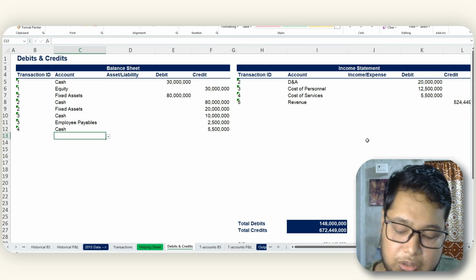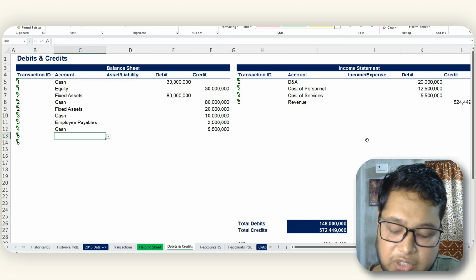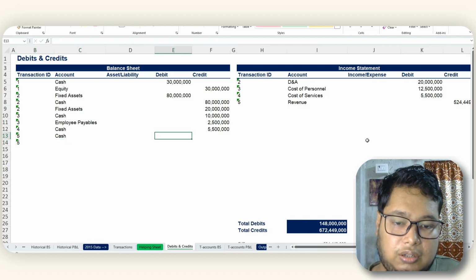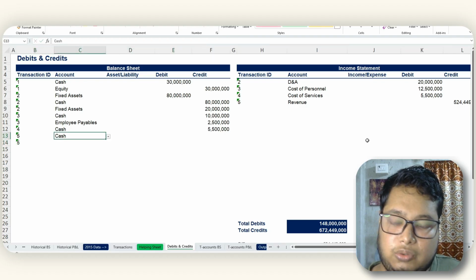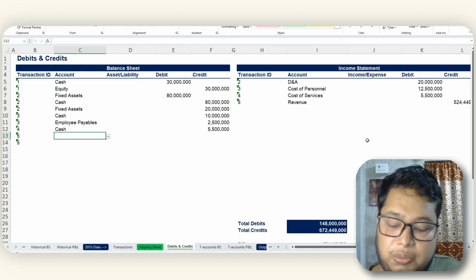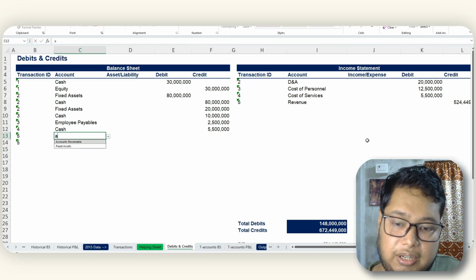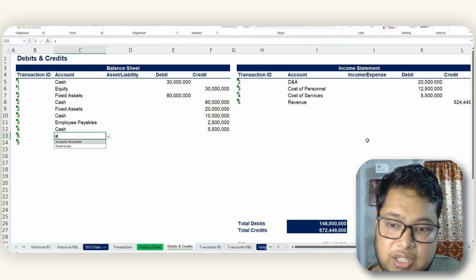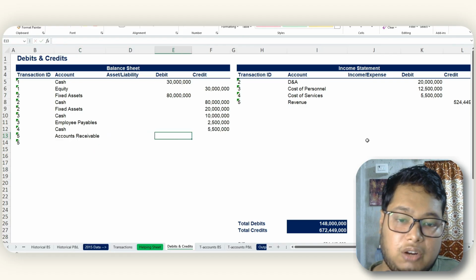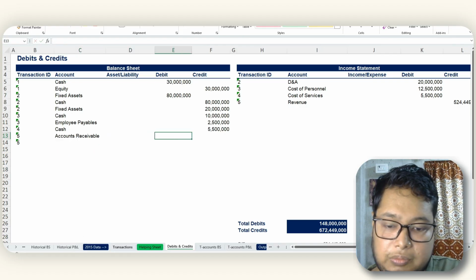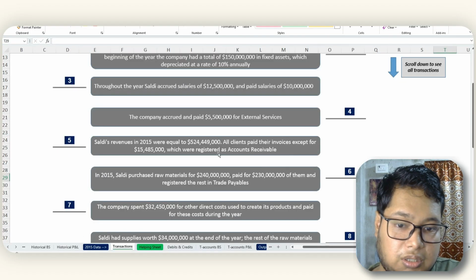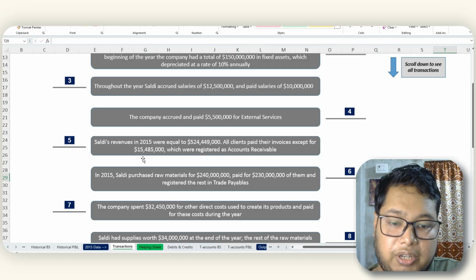The transaction number is the fifth. First cash, and let's not first cash. My bad, first make it account receivable. Why? I will tell you: because they have mentioned the account receivable first. Yeah, that was registered as account receivable. It's 15,485,000.